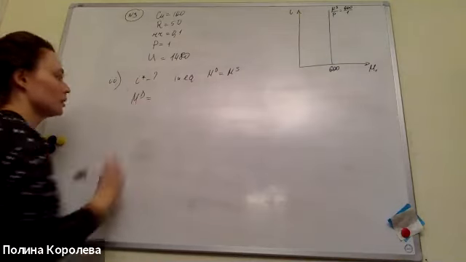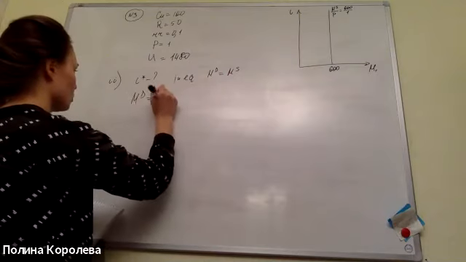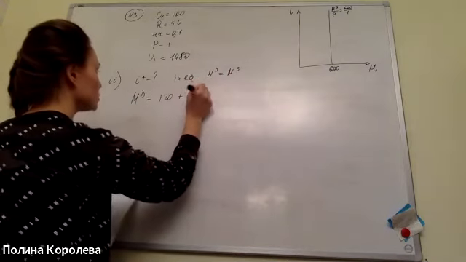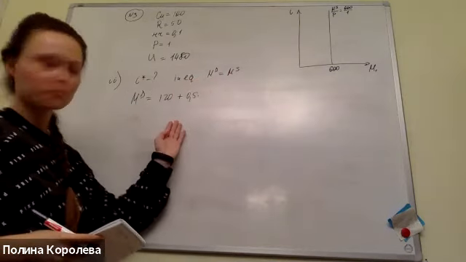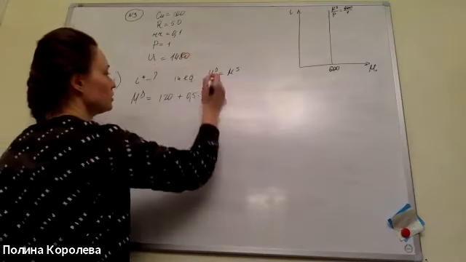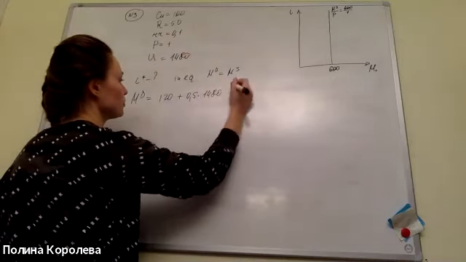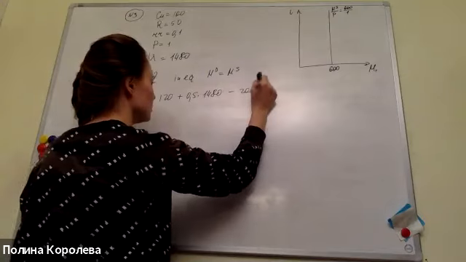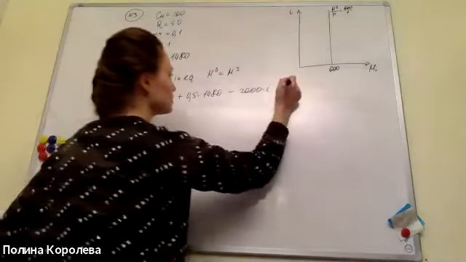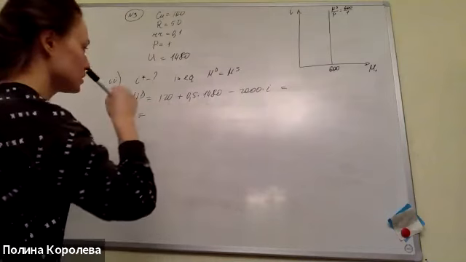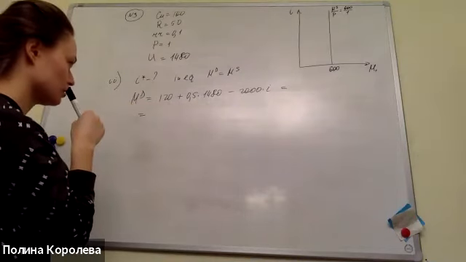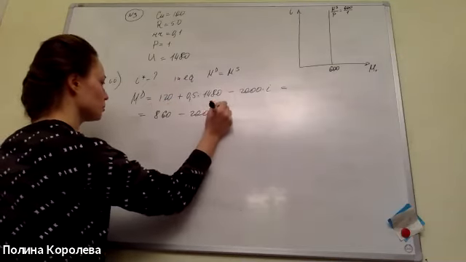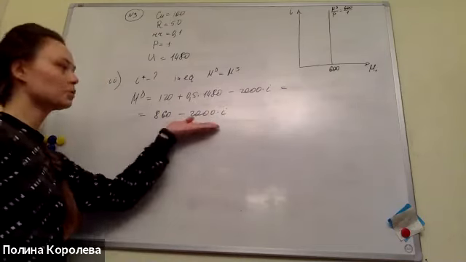Money demand we should count by using our information. Money demand equals 120 plus 0.5 multiplied by aggregate output, GDP, 1,480, then minus 2,000 multiplied by I. Let's count it. This is 740, so 860 minus 2,000 multiplied by I. This is the formula for money demand.